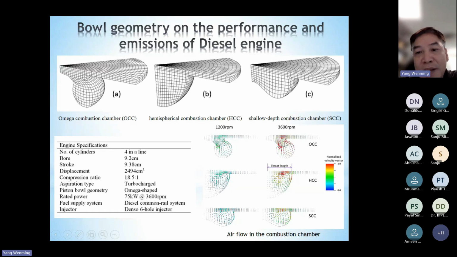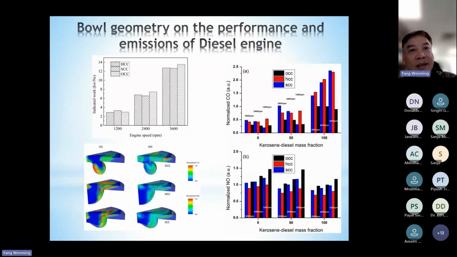Okay, if we compare these three different bowl geometries, the omega, HCC and SCC, we can easily understand. The omega chamber produces the strongest turbulence, correct? Followed by HCC, and SCC produces the least strong turbulence.